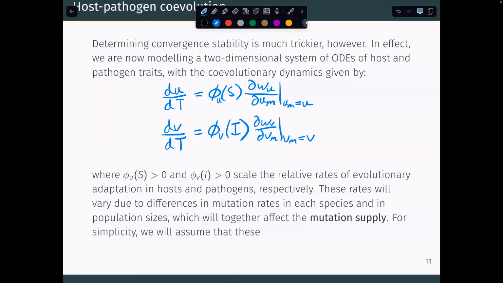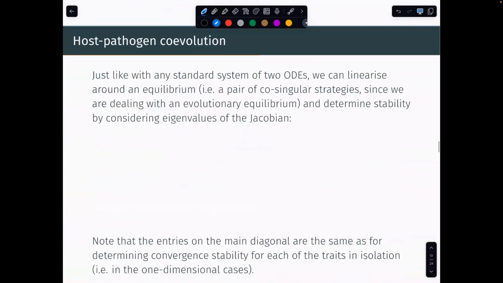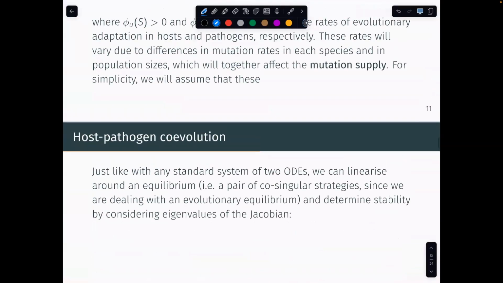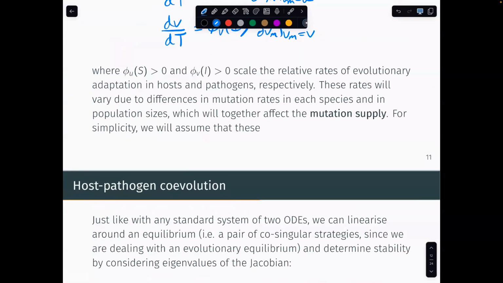In two dimensions now, the rates of these two things might matter, the relative rates at which this is changing versus this changing. So you asked about pathogens, they might mutate a lot faster. You might expect this term here to be much, much faster than this term here. And so this trait here might be evolving a lot quicker than this one. So we need to think about how those dynamics might mediate the outcome.